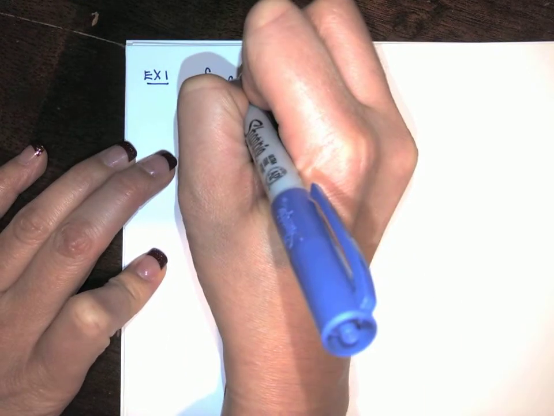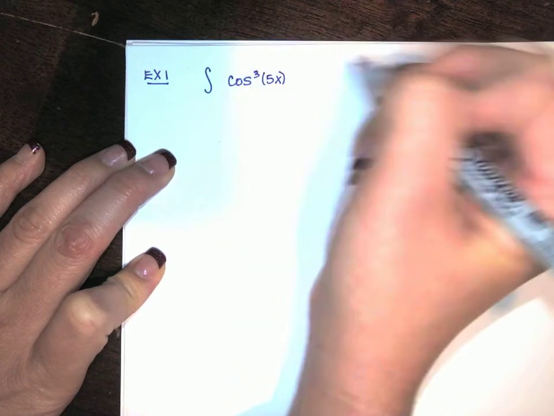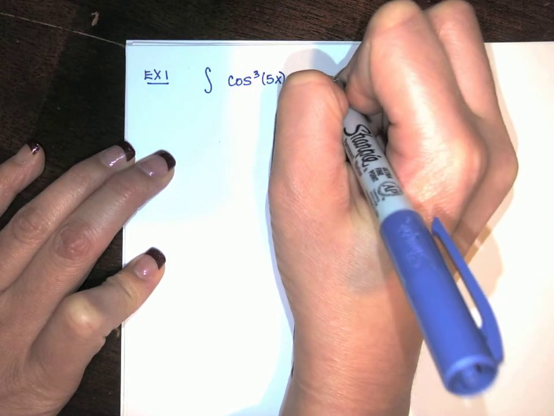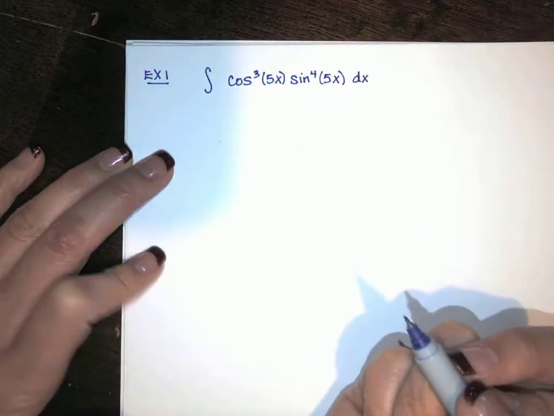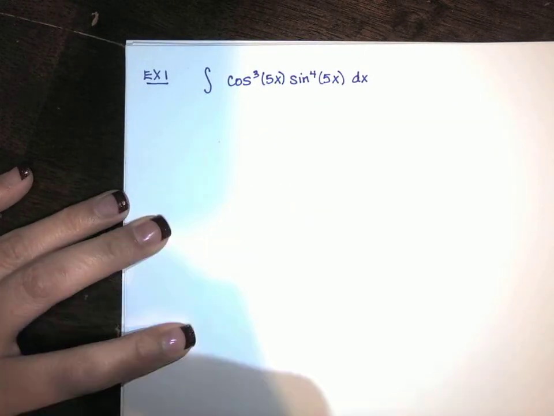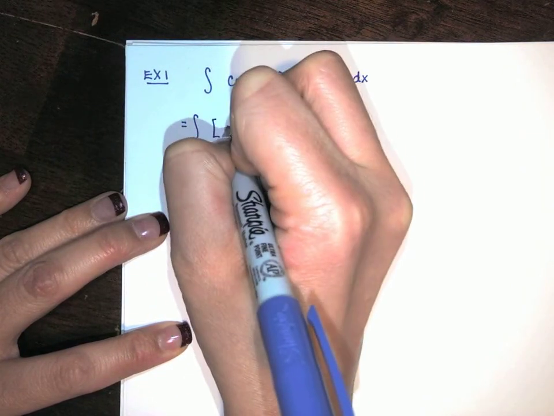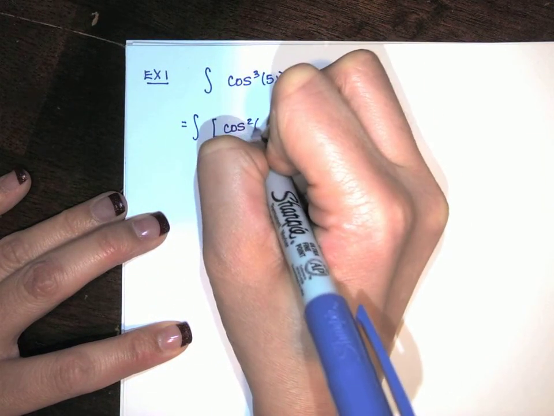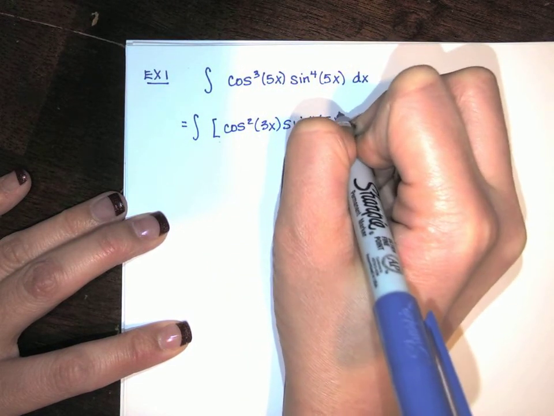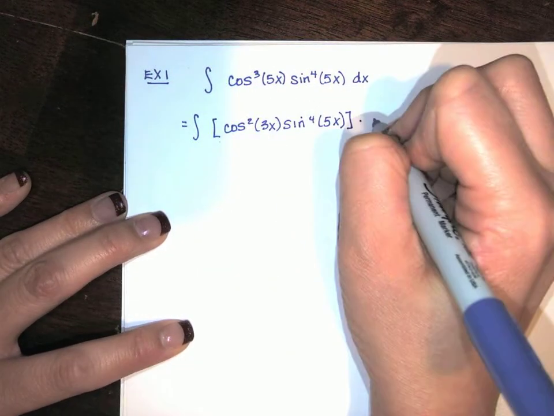I have the integral of cosine cubed of 5x times sine to the 4th of 5x dx. I notice that the power of cosine is odd and positive, so I'm going to factor out a cosine. I like to leave whatever is left over in brackets, just to remind myself what needs to be written in terms of u. So I'm going to factor out one of those cosines out of that cosine cubed.